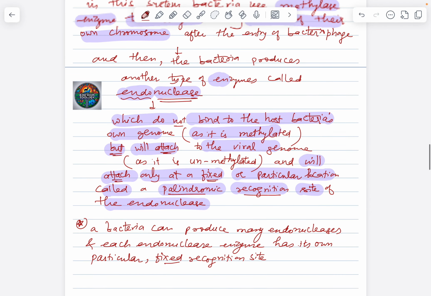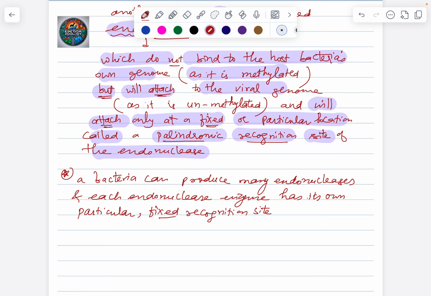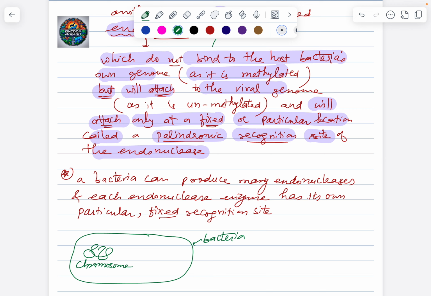Okay, the point to understand over here is, let me show it to you in a diagrammatic form. Here is a bacteria, and here's the bacteria's chromosome. Here's a phage virus that has decided to infect this bacteria, and once the phage virus infects the bacteria, what is it going to do? Send its genome inside.